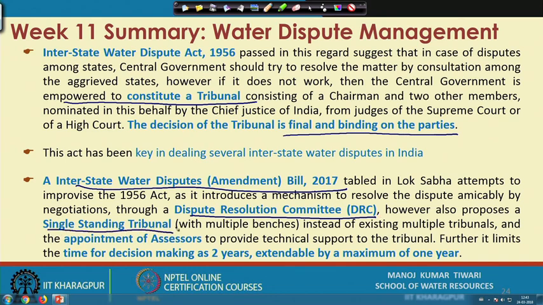instead of multiple tribunals, as in the earlier act. For each dispute a separate tribunal was being constituted, while this bill proposes a single standing tribunal with one chairman and 6 other members, and it could have multiple benches though, and also the appointment of assessors, technically of the level of chief engineer or higher working in the central water institutes. So, that was another point which was added for providing technical support to the tribunal, because earlier the tribunal was made of the judges only.